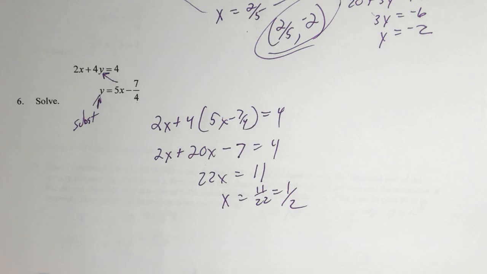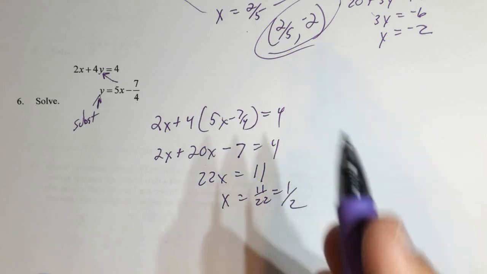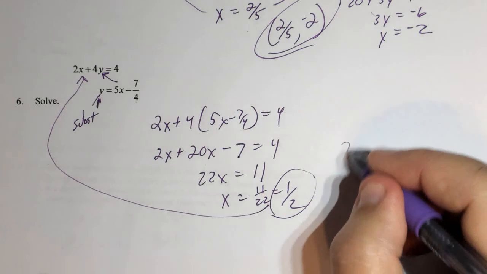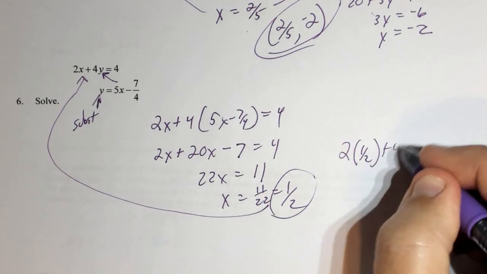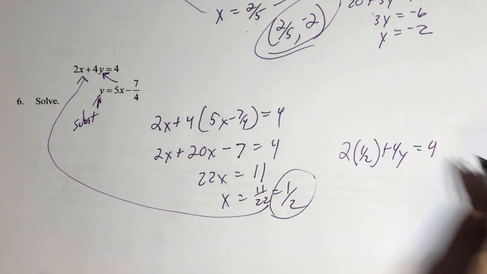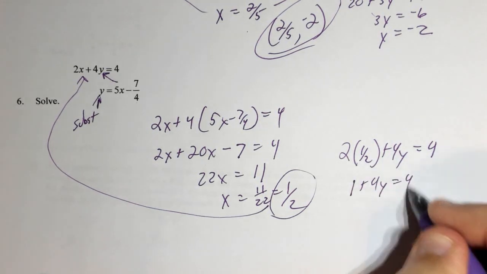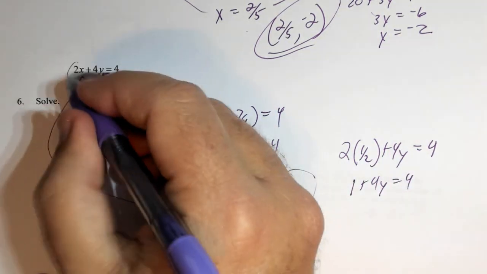Okay, and then I need to plug it back in. Now, where would be the best place to plug this back in? I'm going to be smart about it, because that 1/2 I know is going to cancel out with that. 2 times 1/2 plus 4y is equal to 4, because that's going to give me a 1 plus 4y is equal to 4. Always look ahead.